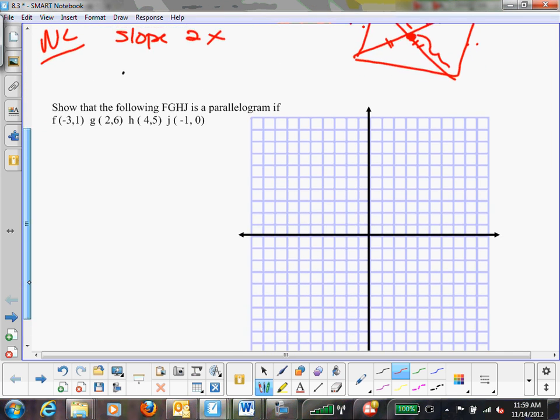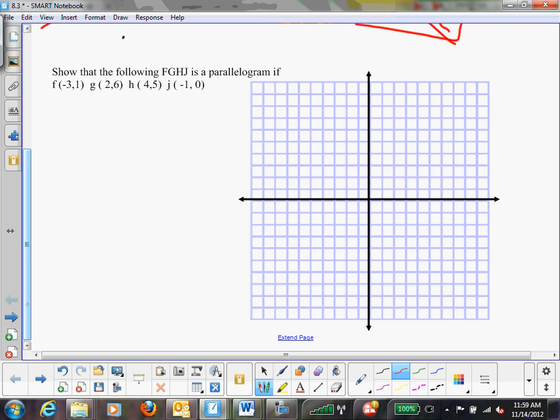Okay, so show the following as a parallelogram. If you want to make sure that you are using the right set of coordinates, I would highly suggest that you do a rough sketch. That you don't say that FG and HI are opposite sides if maybe they are really adjacent sides. You know what I'm saying? So I might give you the letters in alphabetical order, but the plotting of them might not give you that same rotation around your parallelogram.